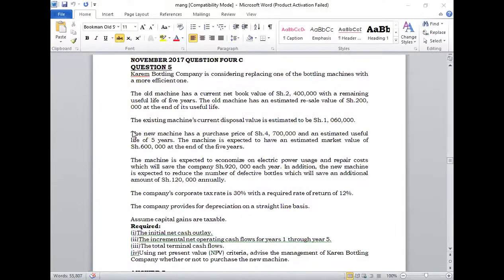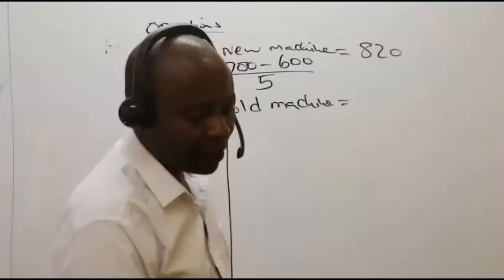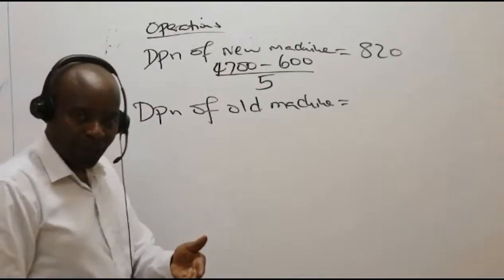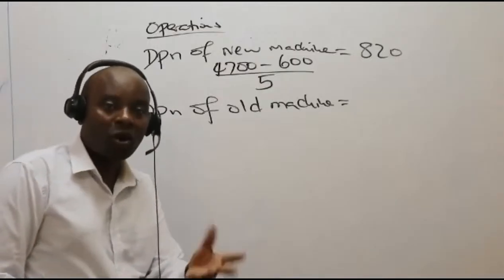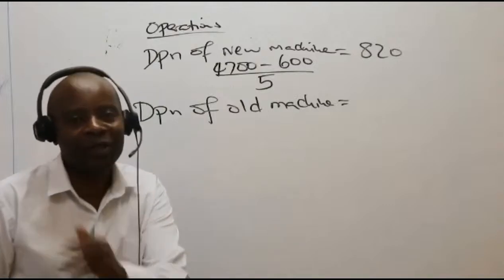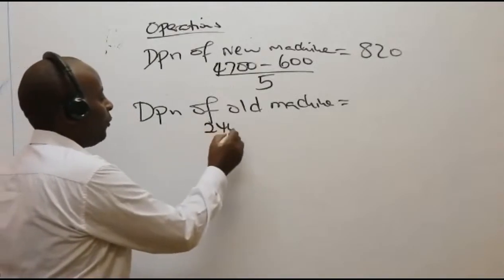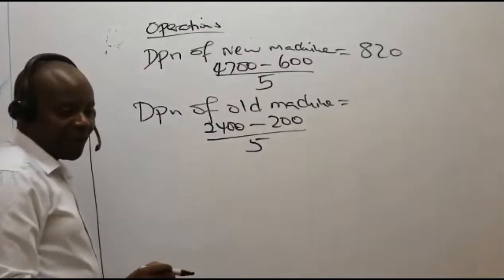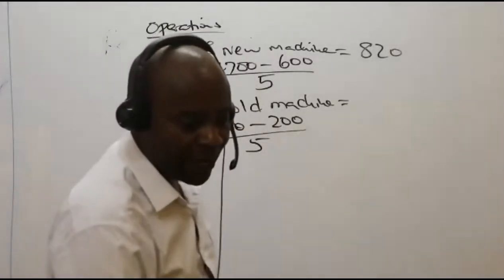So we have the old machine. The old machine has a net book value of 2.4 million with a remaining useful life of 5 years. The old machine has an estimated resale value of 200,000 at the end of its useful life. Let me see what students have done. I can see its net book value, which now will act like its cost because they have given us what we call remaining useful life. So in this case, the net book value is 2,400 minus its scrap of 200 over the remaining useful life of 5 years.